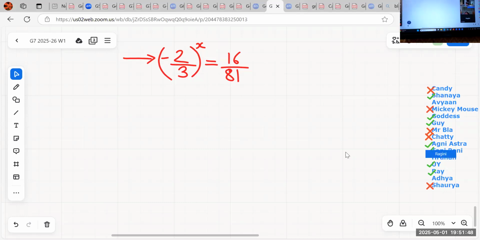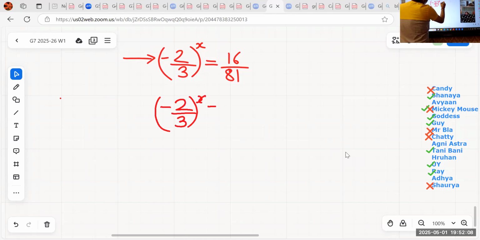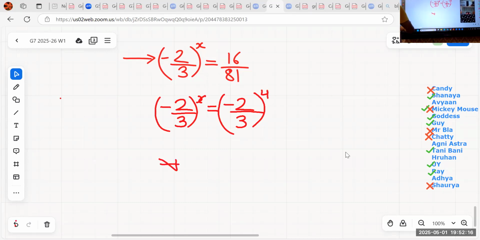All right. So minus 2 by 3 raised to the power x is equal to minus 2 by 3 raised to the power 4. So implies that x is equal to 4. Why is my answer going to be positive? Because the power is even. That is why my answer is going to be positive.